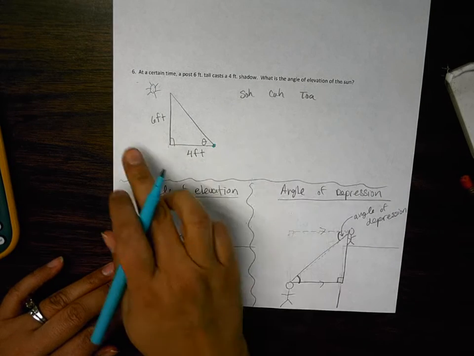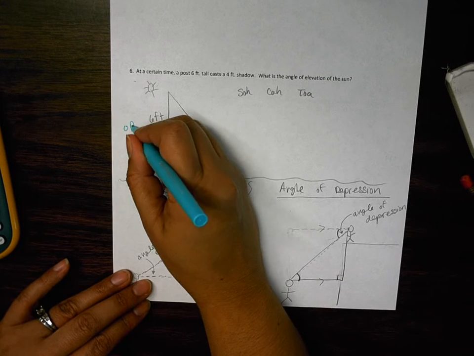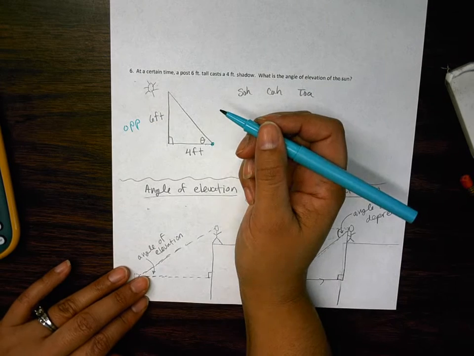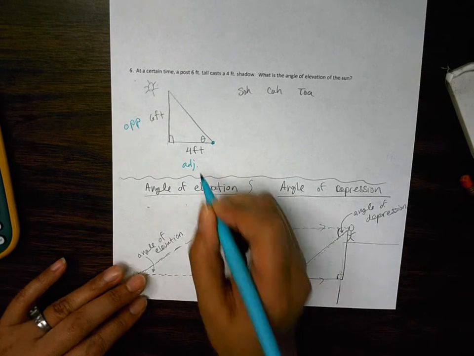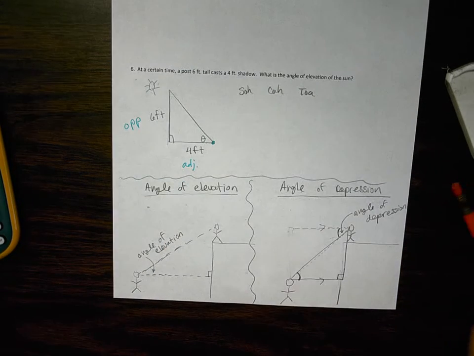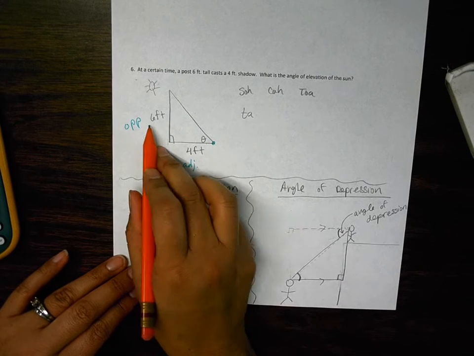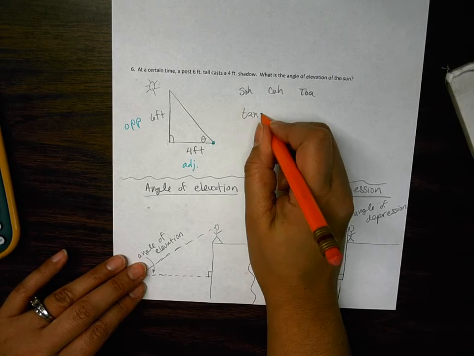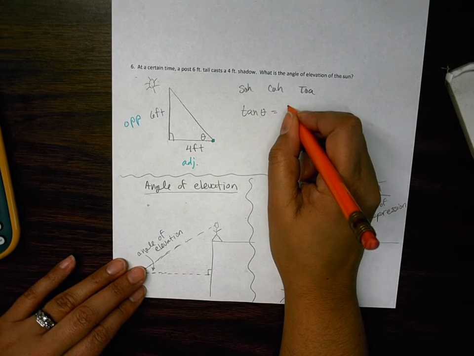Put your marking here. What is 6 in reference to theta? Opposite. Have most of these been tangents? Which they typically will be on these type of problems. What is the 4? Adjacent. So SOHCAHTOA, which one? Tangent of theta, tangent of 4, or tangent of 6? Always the angle. And equals what over what?